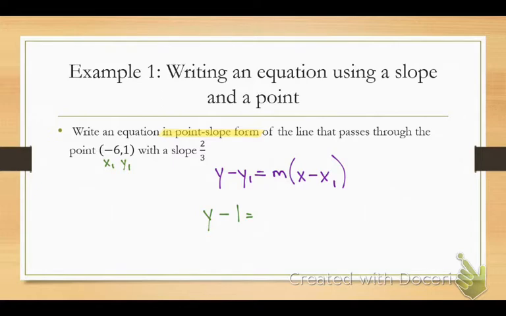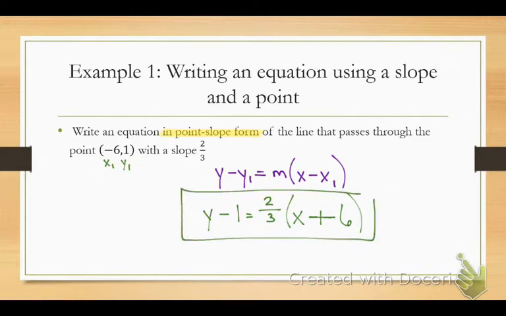Did it give me M? Yes. What's my slope? 2/3 times X minus, what's my X1 value? -6. So the minus is a part of the formula, so if I have to plug in a negative, what happens? It becomes a positive. All right? And now I have written my equation in point-slope form. Okay? That's all I have to do.